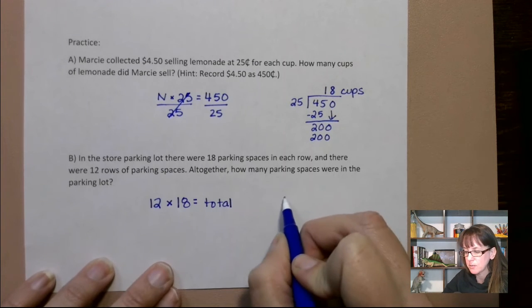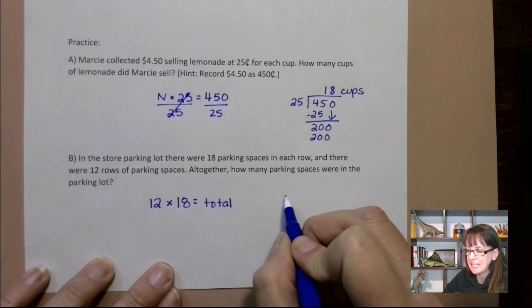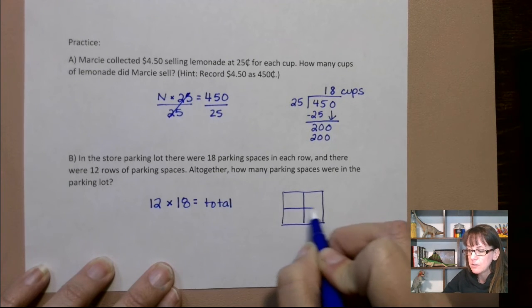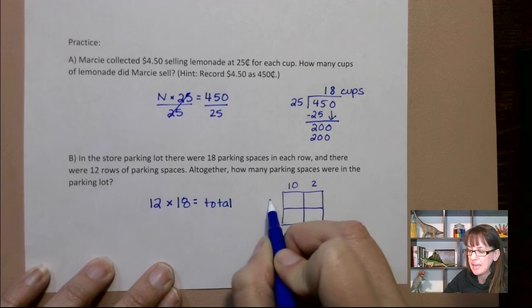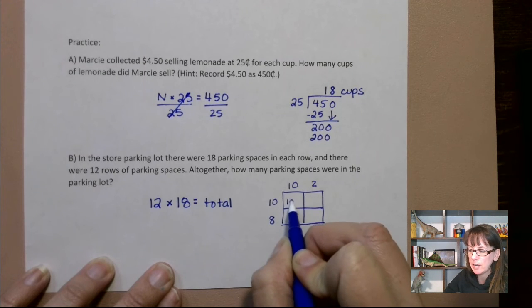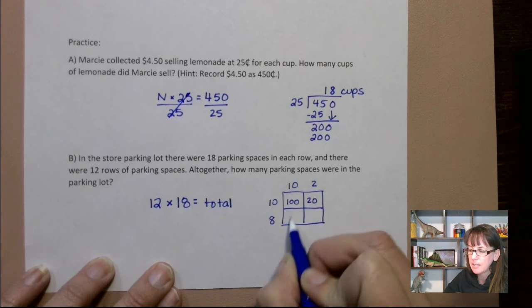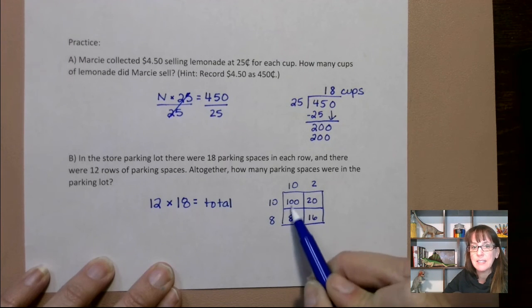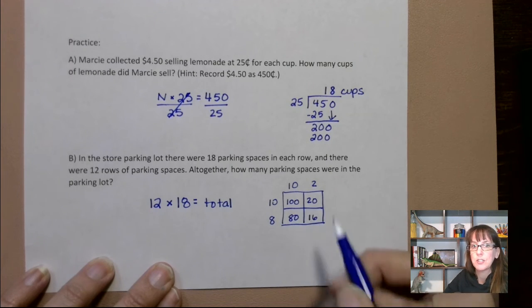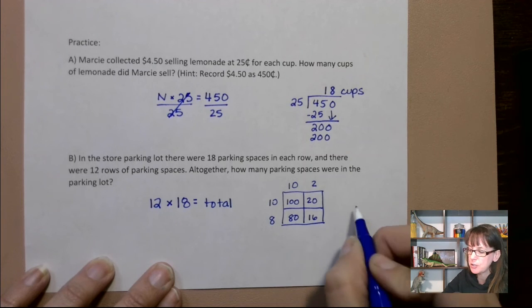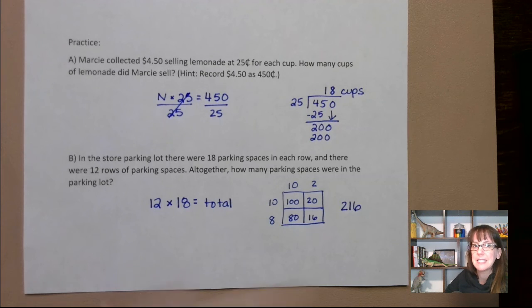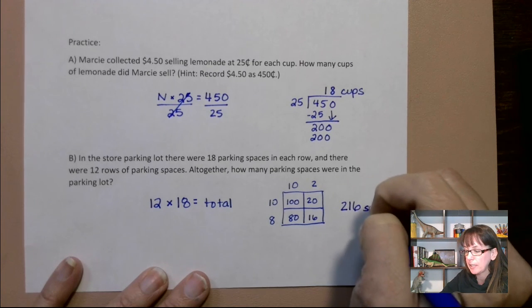So in this case, we're going to need to multiply 12 times 18. I like to use the box method when I do multiplication. So we've got 10 and 2 and 10 and 8. This will give us 100. This will give us 20, 80, and then 16. Add all these things together. 80 and 20 is 100, plus another 100 is 200, plus 16 is 216. So we have a total of 216 parking spots.